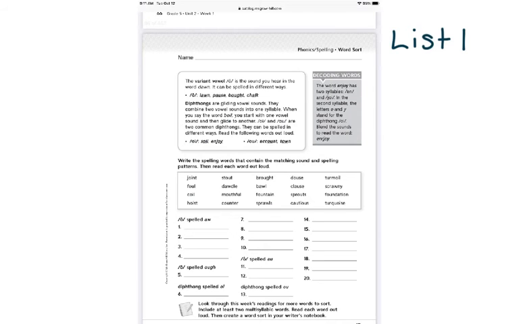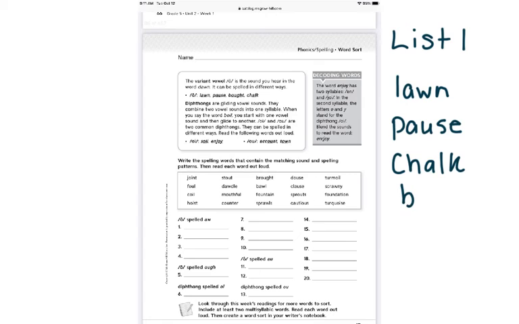So for our spelling concept, we are looking at variant vowel and diphthongs. Variant vowel is, it sounds like a short O, and it's the same sound that we hear in the word dawn, and it could be spelled in different ways. Some examples of this would be lawn, pause, chalk, and bought.